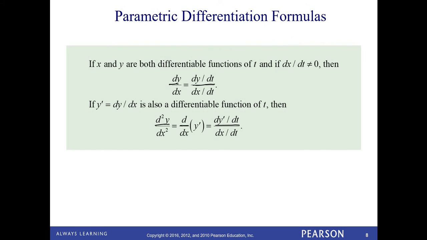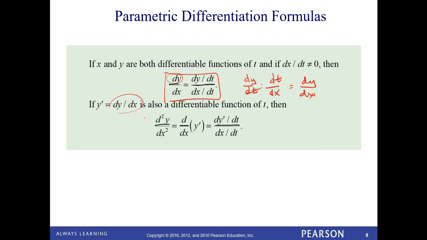Now let's talk about differentiation. So if x and y are both differentiable functions of t, and if dx/dt does not equal 0, then dy/dx is dy/dt over dx/dt. So remember, each individual derivative needs implicit differentiation. Another way to write this is dy/dt times the reciprocal of the denominator, and we can see by simple cancellation that this would be dy/dx.